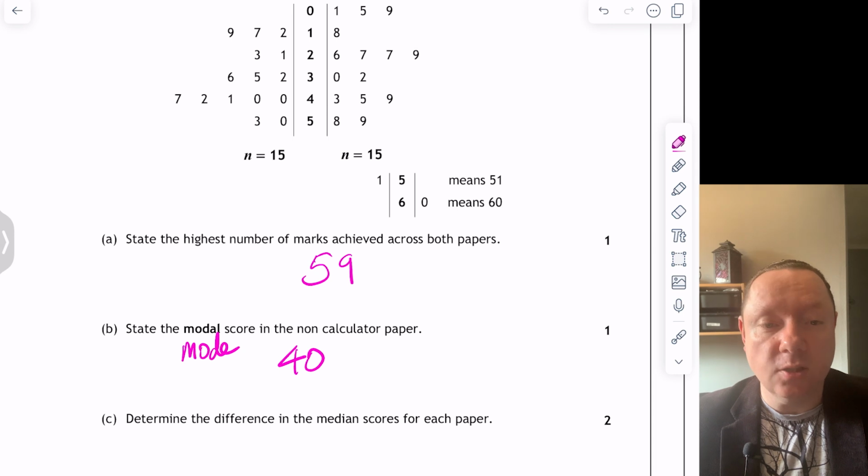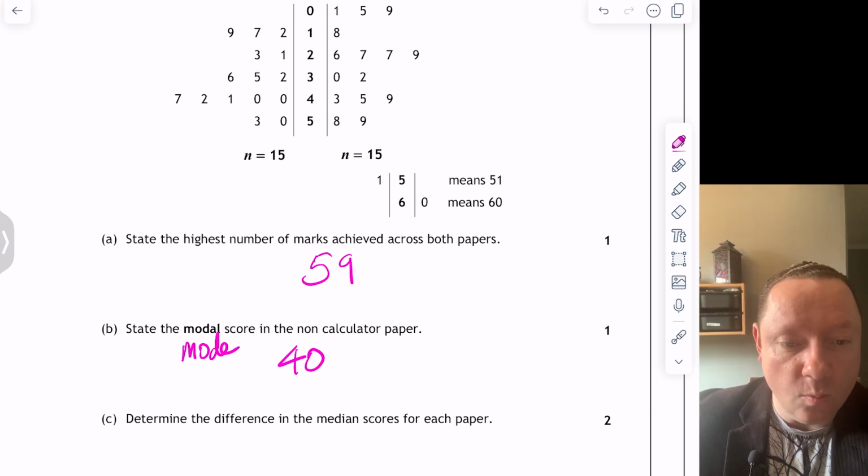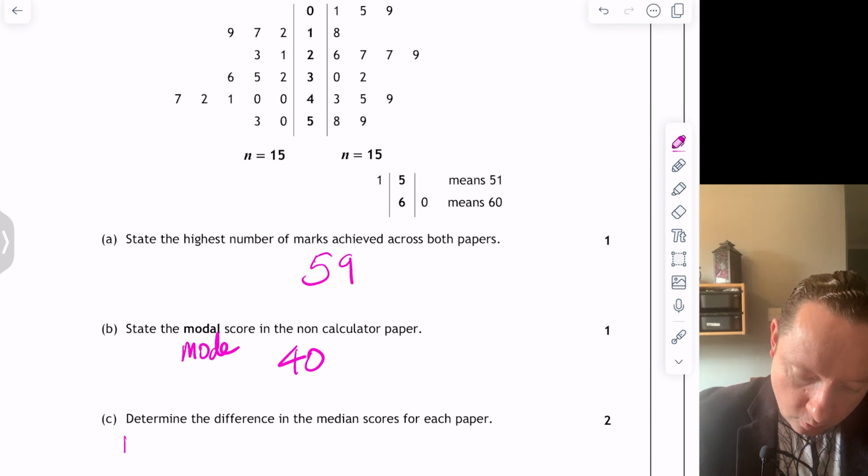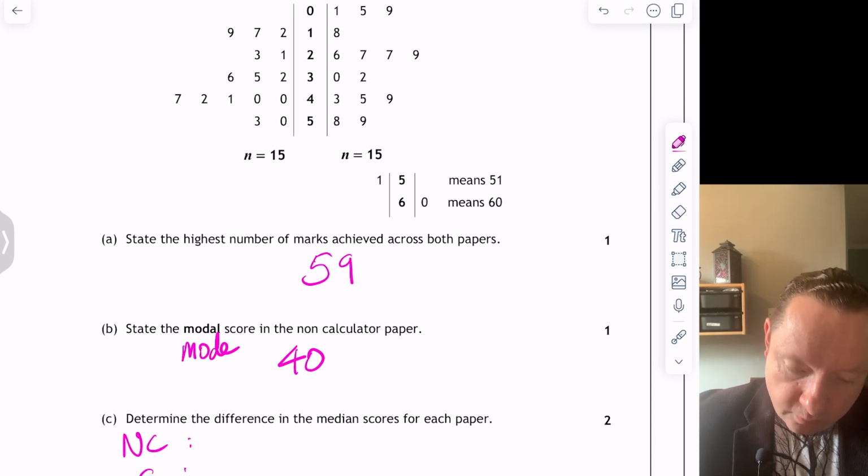Determine the difference in the median scores in each paper. So median is the one in the middle. So I need to find the middle of each of them. So let's look at non-calc and calc first of all. Now there's 15 in each.